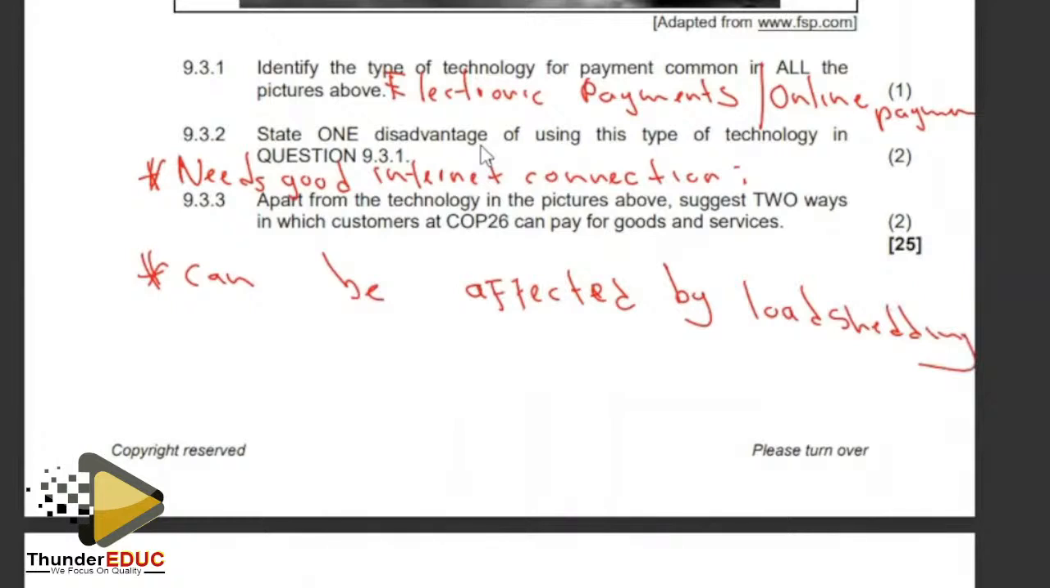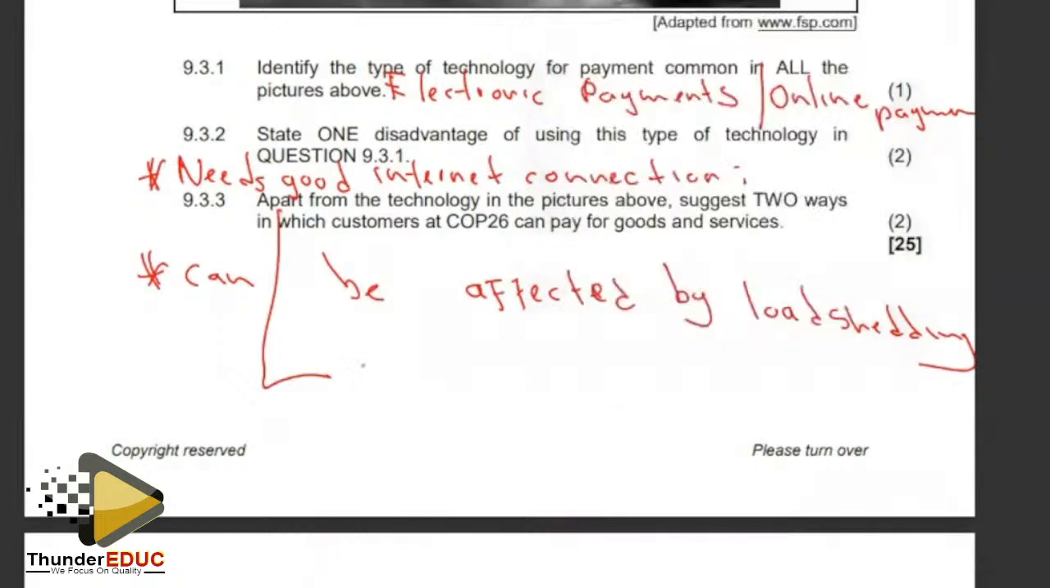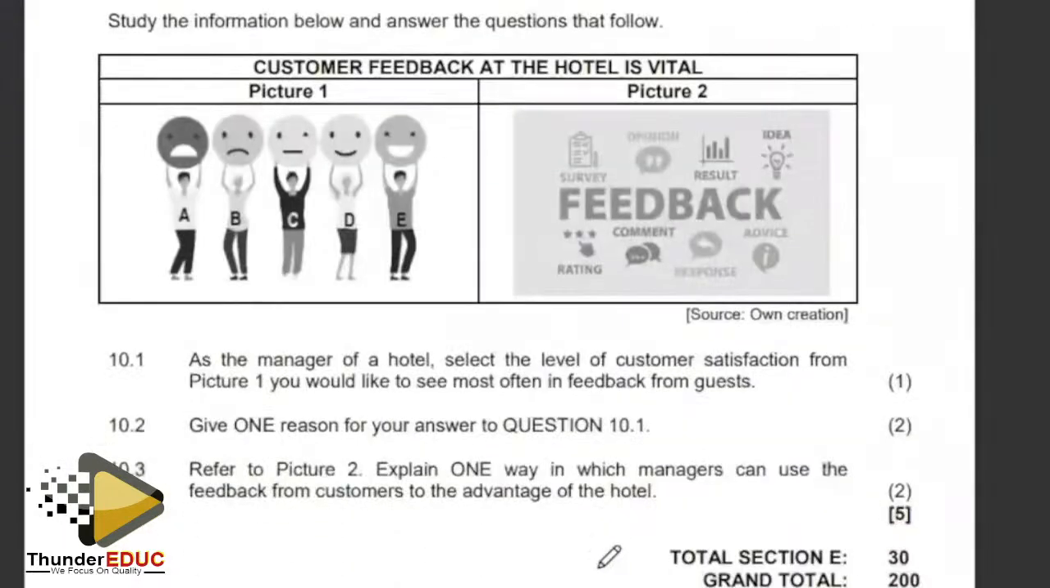Then 9.3.3, apart from the technology in the pictures below, give two ways in which people can buy goods and services. Other two methods of buying goods and services. You can use cash, or you can use credit cards.